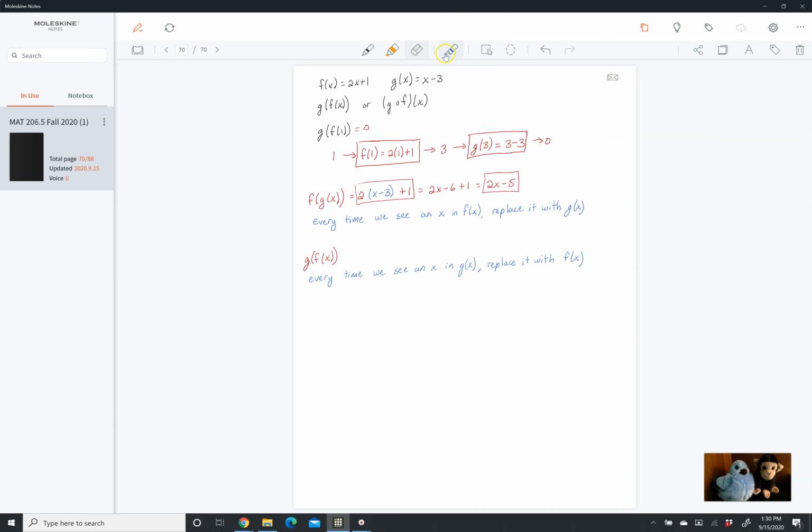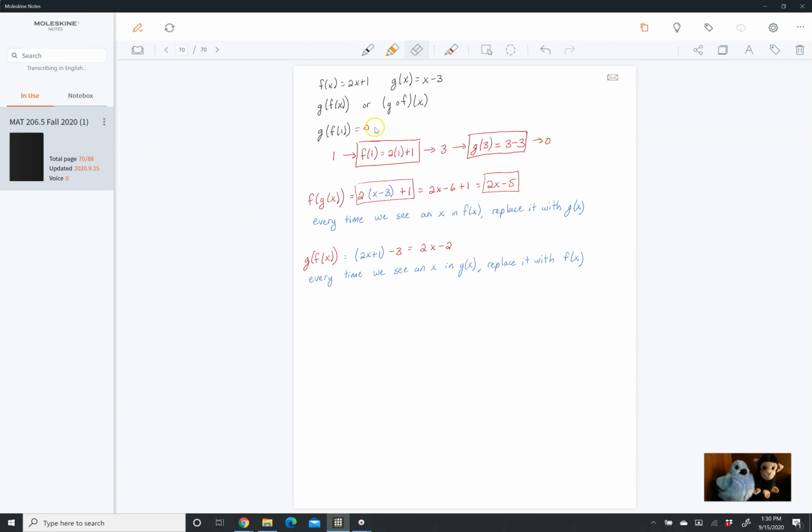So for this function, we see an x, so we're going to take that x and replace it with the 2x plus 1. And then minus 3. So 2x plus 1 minus 3 is 2x minus 2.